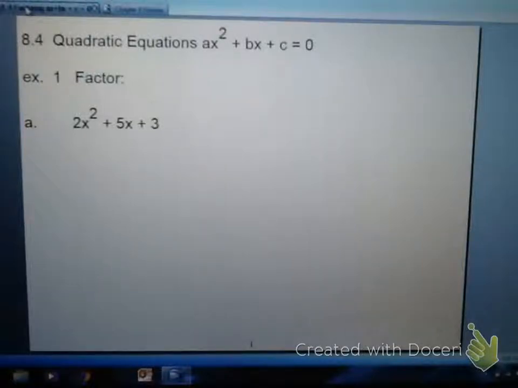Section 8.4, Factoring Quadratic Equations. When there's a number in front of x squared, you can't just look at the last term and determine what factors go in to add up to the middle term. You have to do what's called a guess and check method, where we make our two binomials, look at the last sign. If the last sign is positive, that means they're both going to be the first sign.